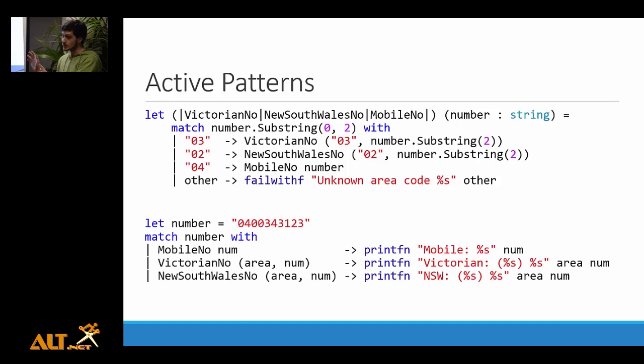To use an active pattern, it's pretty much like using a discriminated union. All you do is use a match expression. So all we're doing here is we take our number and then we match against it. We list out the different cases that it could be: a mobile number, a Victorian number, or a New South Wales number, and print out something different in each of the cases. Now, just like discriminated unions, if you miss out one of those, you get a warning from the compiler. So static typing pays you the dividends and makes sure that your code's correct before you even run it.